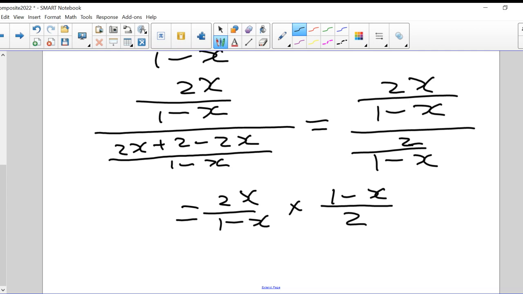Good. Can I simplify this? Can anybody see how I can simplify this? Anything I can knock out? Anything I can cancel out? Actually, yes. Those 1 minus x's can be cancelled out. That cancels with that. So I'm really left with 2x over 2, which, yes, is just simply x.